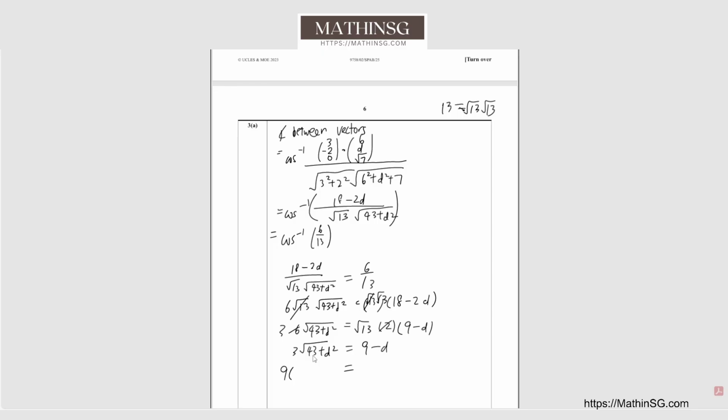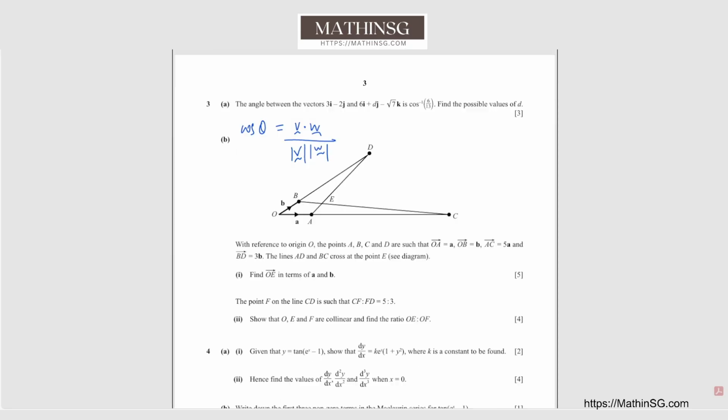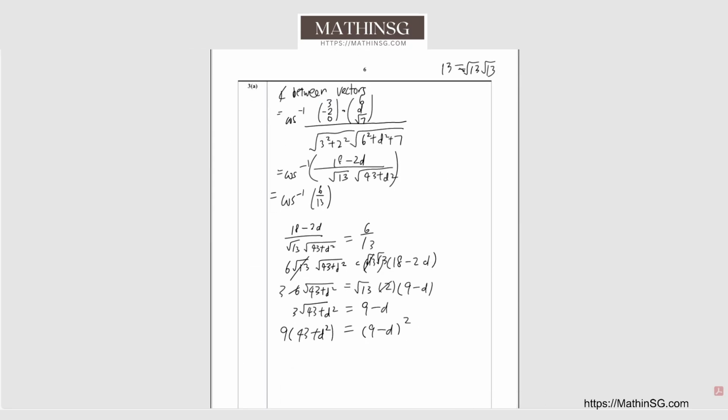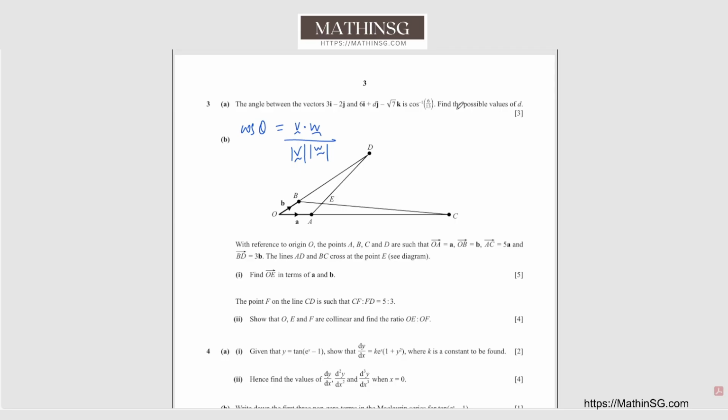Square 3, I get 9. Square this with a square root, I just get whatever is inside without the square root. And then I have 9 minus d squared. Okay, then now I can solve it. So they did not say without using the calculator, neither did they say that they want exact values.